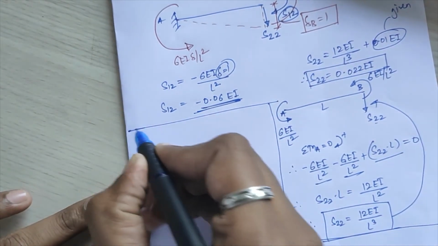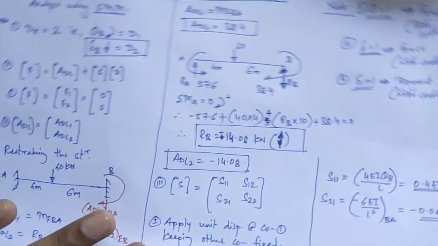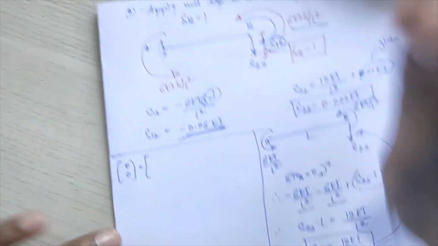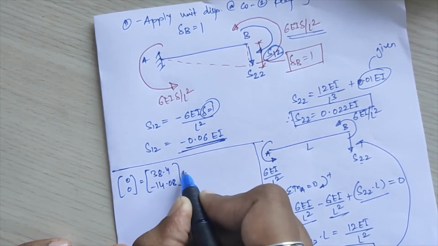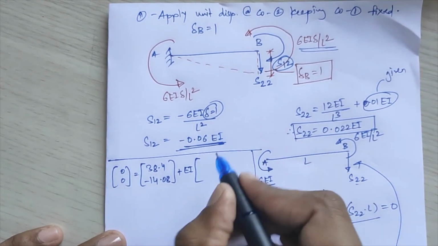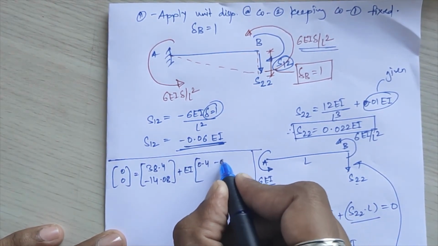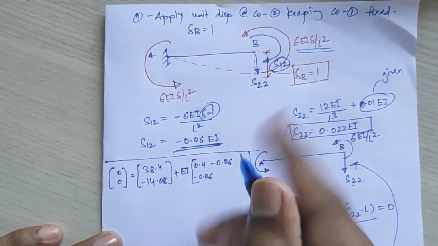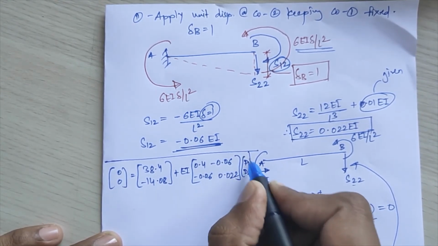That is, the F12 value I have got is 0, and ADL1 and ADL2 values I am getting are 38.4 and minus 14.08, plus from the S matrix I'll take EI common. S11 I am getting equal to 0.4, S12 equal to minus 0.06, here again minus 0.06, and S22 I have got as 0.022, into D1 and D2.